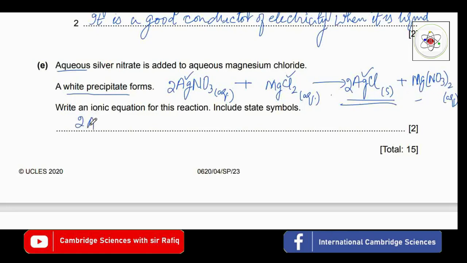So 2 silver ions in aqueous state plus 2 chloride ions in aqueous state, when they combine, 2 moles of silver chloride are formed in solid state. So this is the ionic equation for this precipitation reaction.